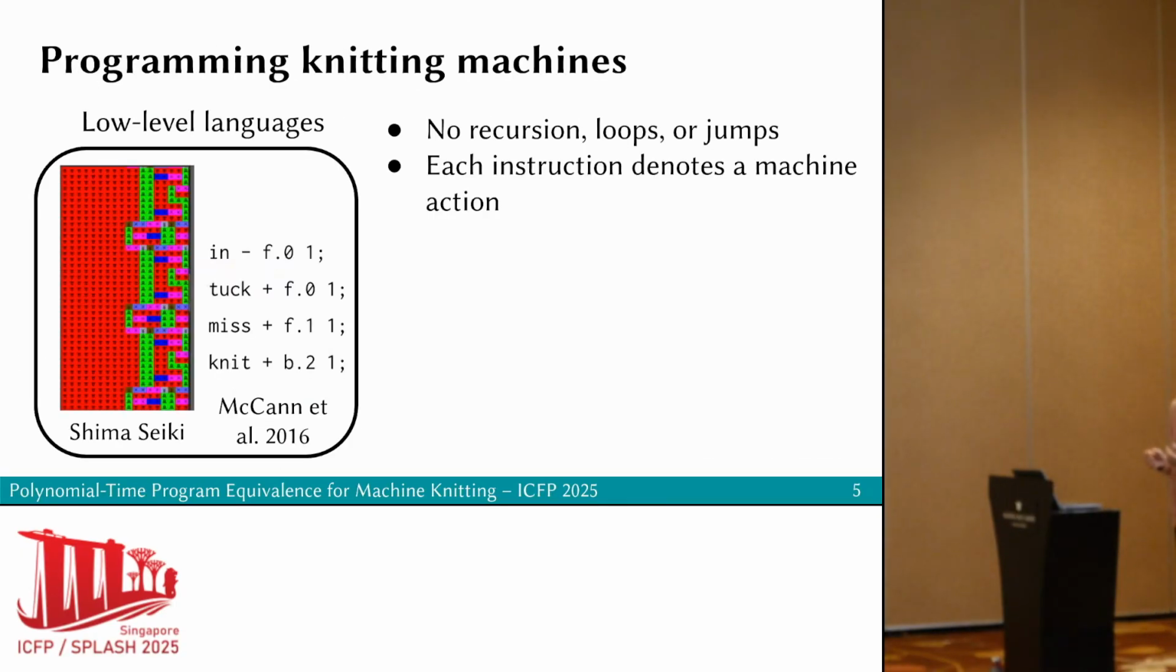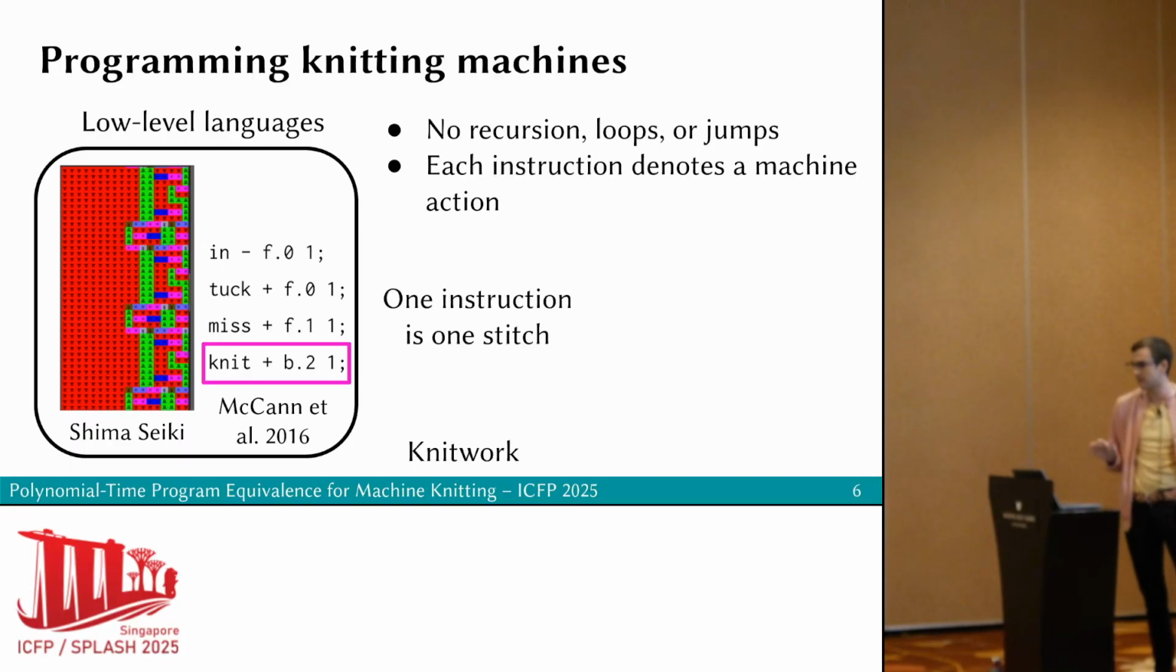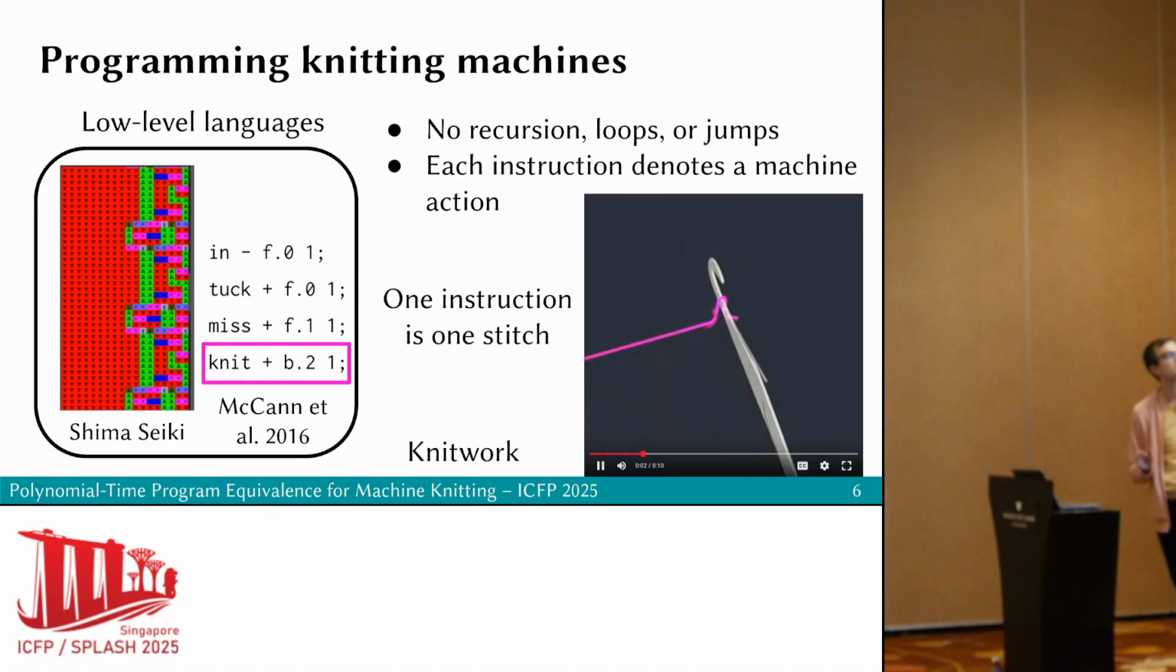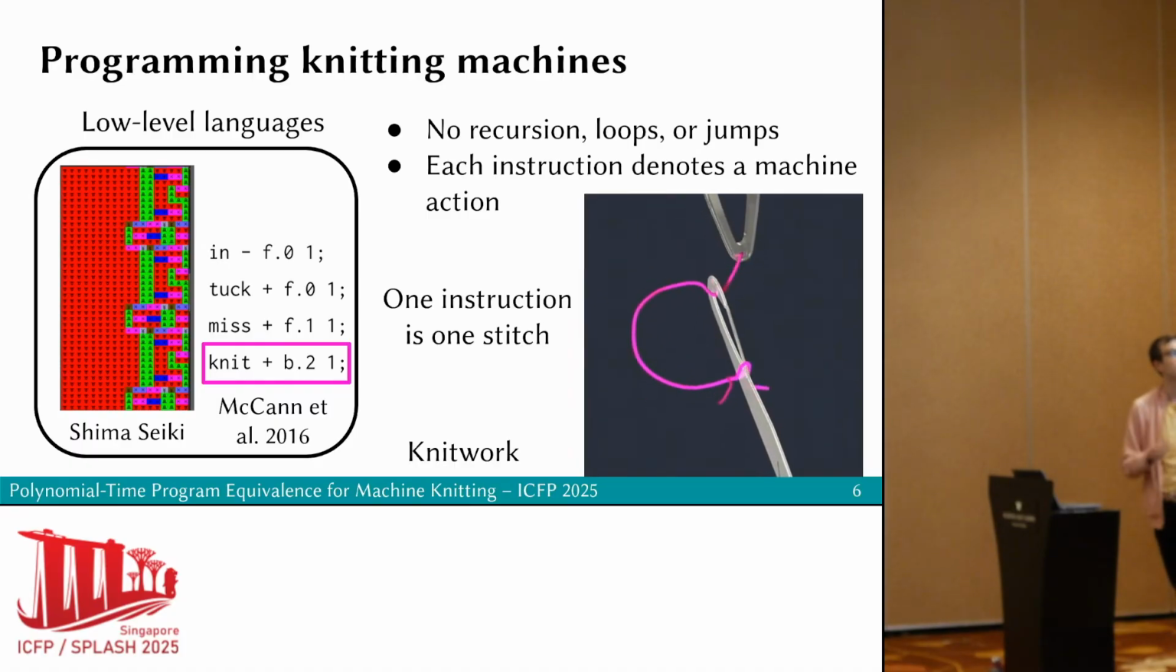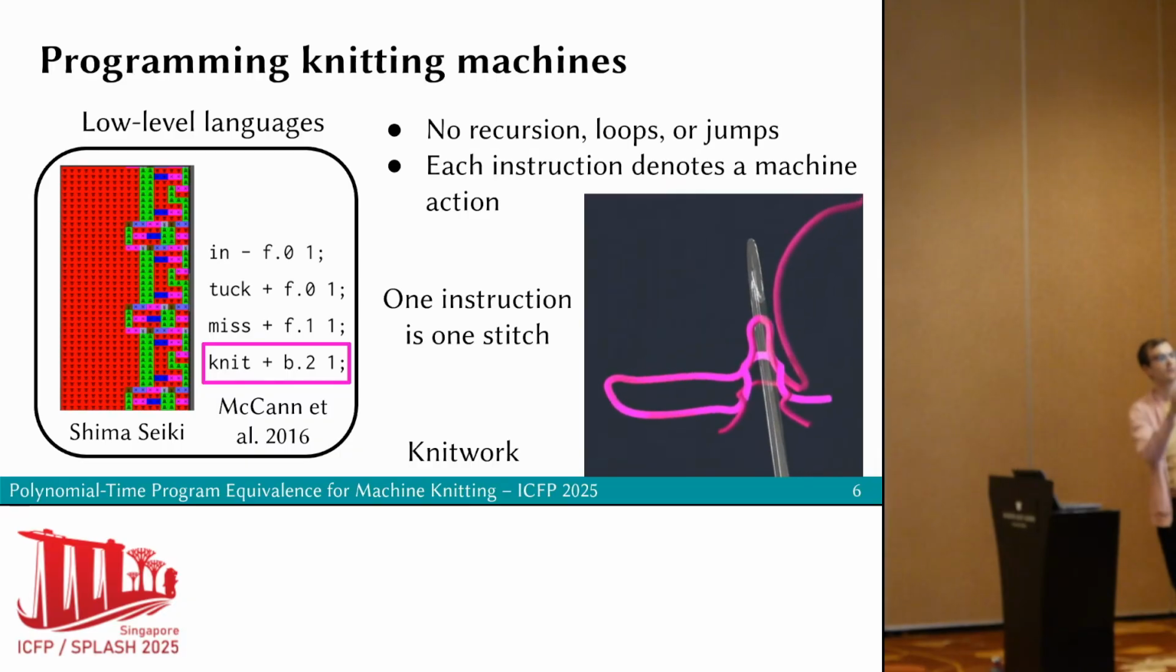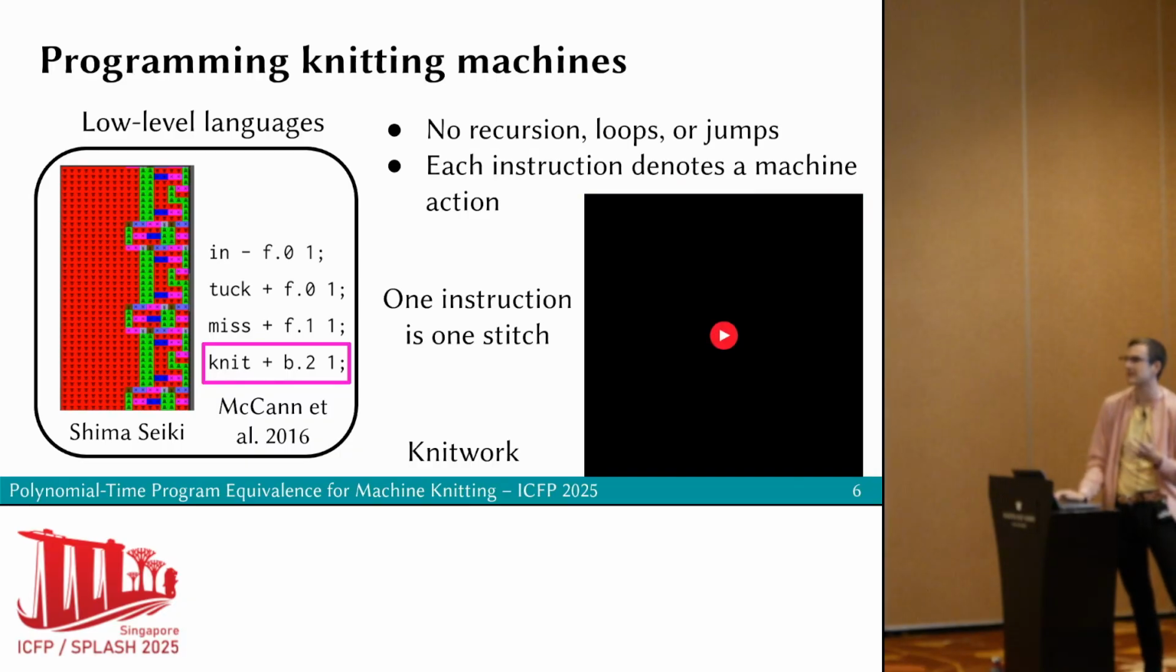Many machine knitting programs are written in low-level languages that require the user to manually specify which actions the machine should take. They're quite similar to assembly in traditional computing, but these languages are specifically straight-line execution. So there's no recursion, loops, or jumps. These instructions are atomic machine operations. For example, here's one operation that's performing a single stitch with one of those hooks. It pulls the loop through the loop, and it creates the new one. Because these languages are so fine-grained, they're not easy to use.